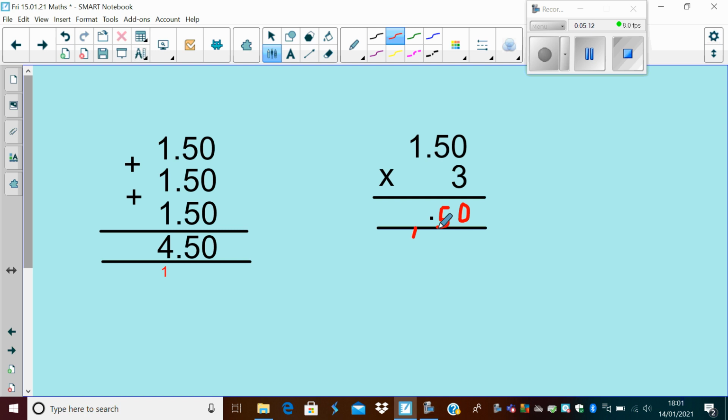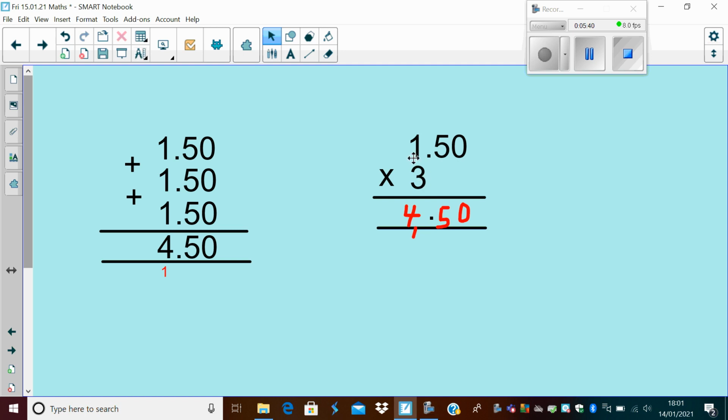Five, carry the 1. And then 3 times 1 is 3, plus the extra 1, we have 4. And then we've put our decimal point in. Now, this is interesting because some of you may have been taught in the past that for a decimal, the 3 should go over here because we're looking at 3 whole numbers.